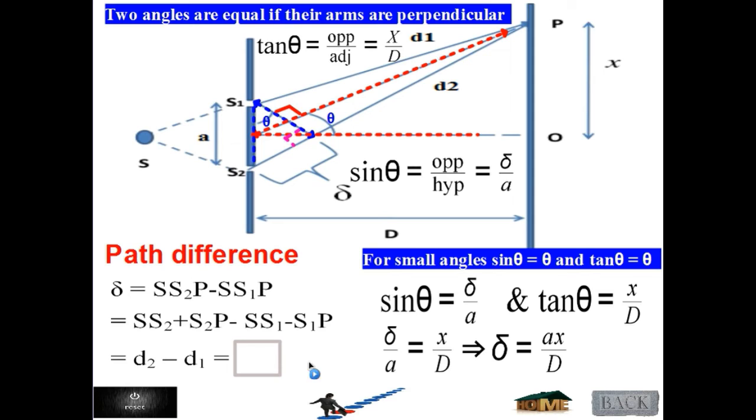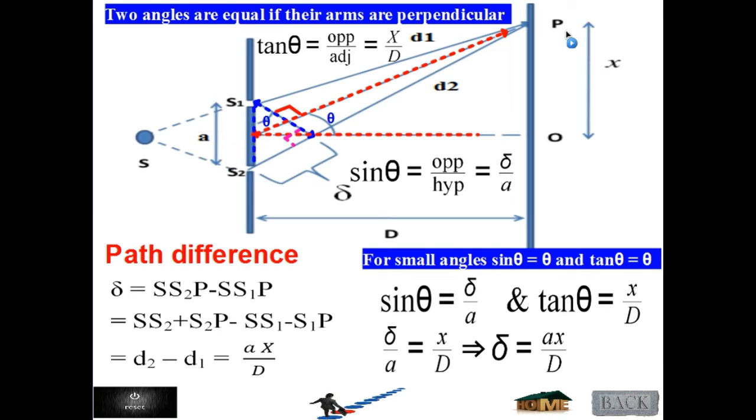By the way, we can use it directly. Delta equals ax over D, you can memorize it. So delta equals d2 minus d1 equals ax over D. Now let us check: what is the nature of P? Is it a center of a bright fringe, or is it a center of a dark fringe?